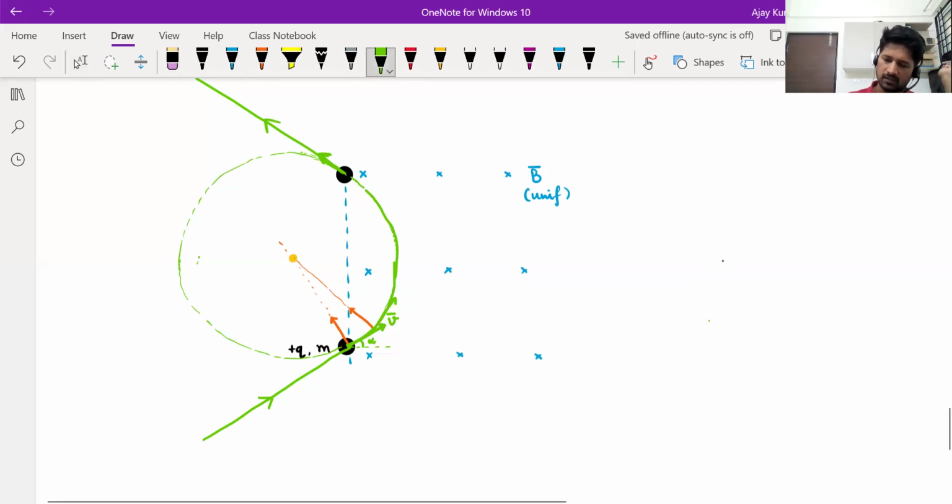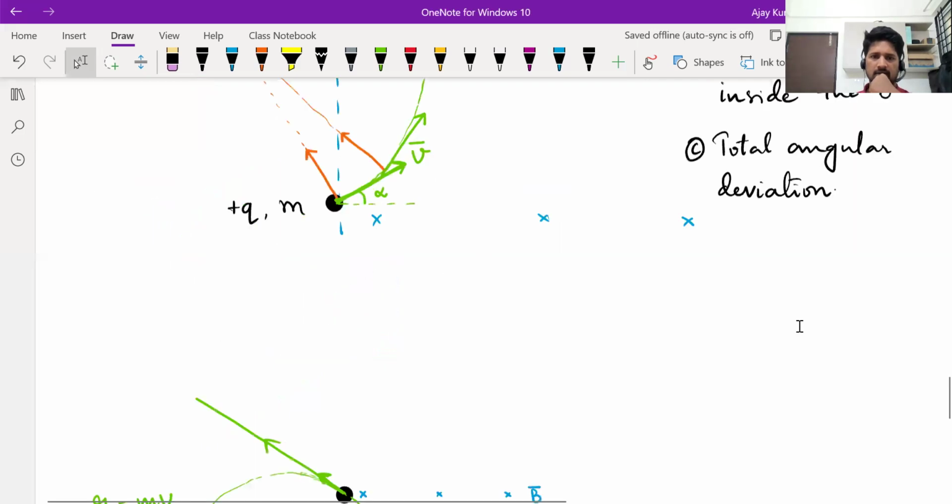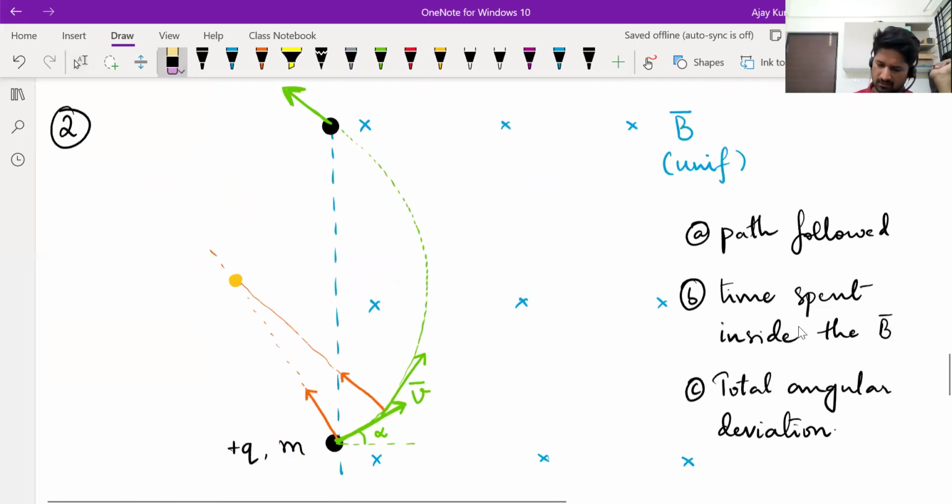The radius is still mv by qB itself, because it's the same force that it is experiencing, qvB. The speed is v, so the radius of curvature has to be mv by qB, but it's only a part of a circle, not a semicircle or a complete circle. Okay. Now let's get back to this. I'll erase these force vectors.